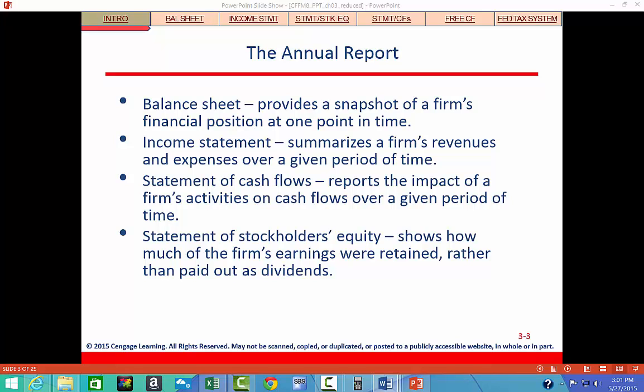And those are the main two, the balance sheet and the income statement. And actually the statement of cash flows is very important too. It reports all of the firm's activities in terms of its cash flows for financing, investing, and operating activities over a given period of time. And so it's important to see how the firm's cash was actually used over the last year. And then we have the statement of stockholders' equity, which just shows how much of the firm's earnings were retained out of its net income, because the other part that wasn't retained would have been paid out as dividends.